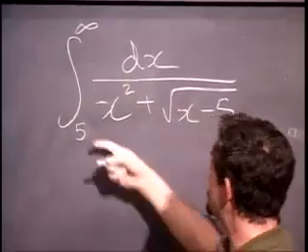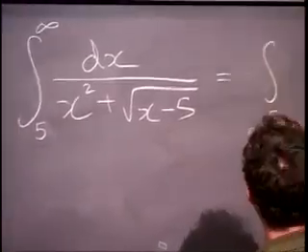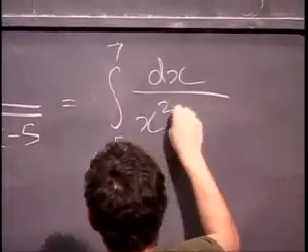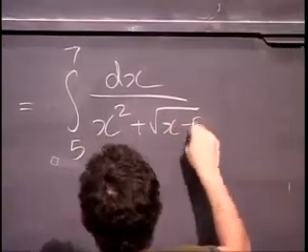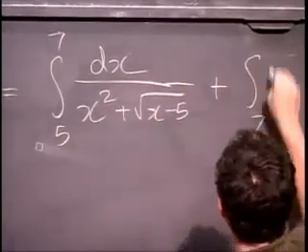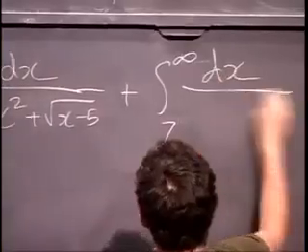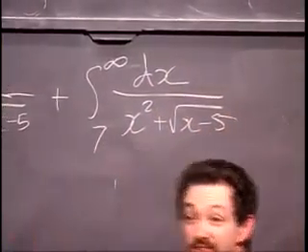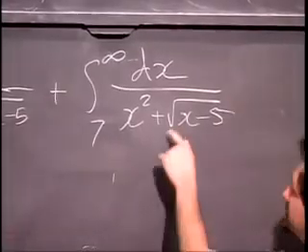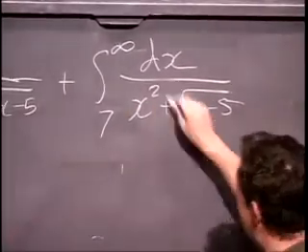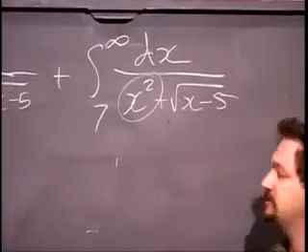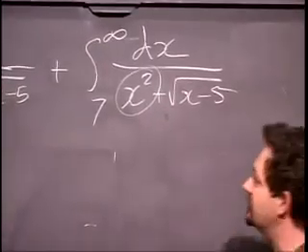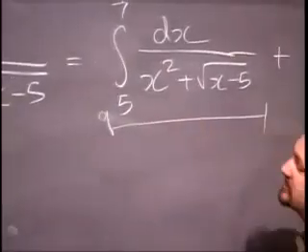Now, if you split this up into two pieces, one might be from 5 to 7, say. And the other one might be from 7 to infinity. Although the number 7 is at your discretion. It just has to be bigger than 5. Now, this piece, you also have x squared being the dominant term. So this is as before. You can use limit comparison to see that it converges. Unfortunately, this piece, the problem spot is now at 5.